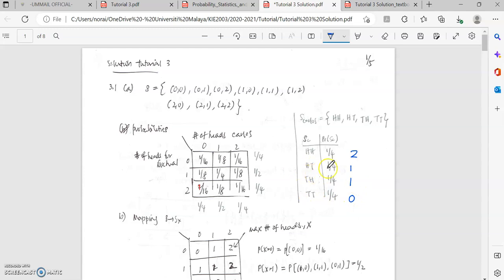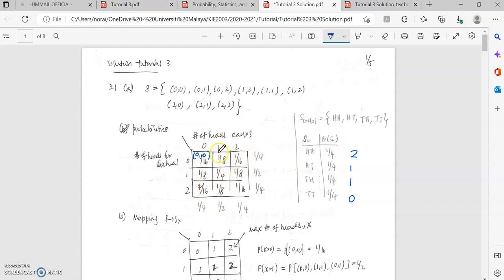Okay, so the probability for 2 heads is 1 over 4. For 1 head it is 1 over 4 plus 1 over 4, which is 1 over 2. And 2 heads is 1 over 4. This is 0 heads. So what goes in is the combination of these two outcomes, whereby you have 0 for Carlos and 0 for Michael. So the probability is 1 over 16, because 1 over 4 for Michael times 1 over 4 for Carlos.